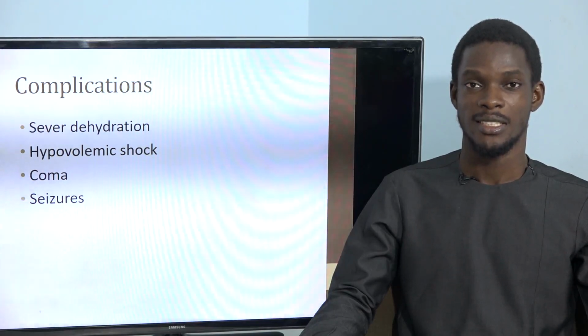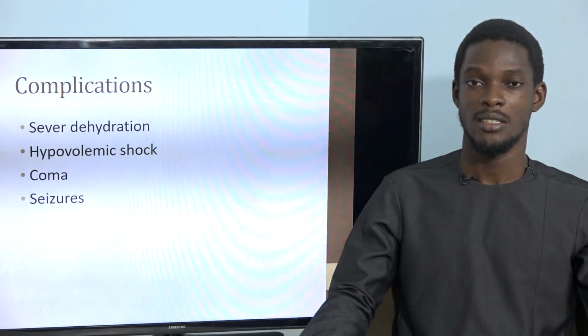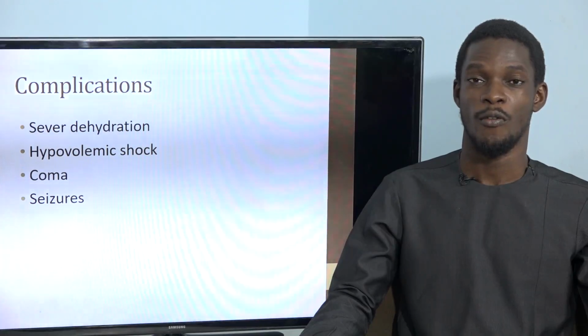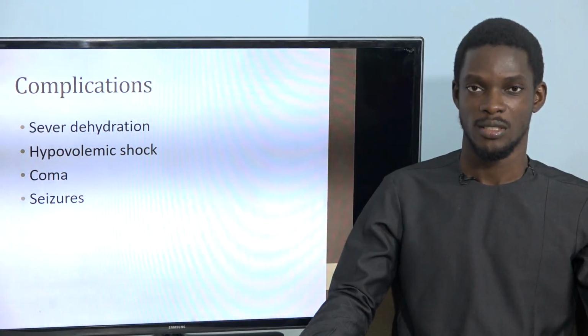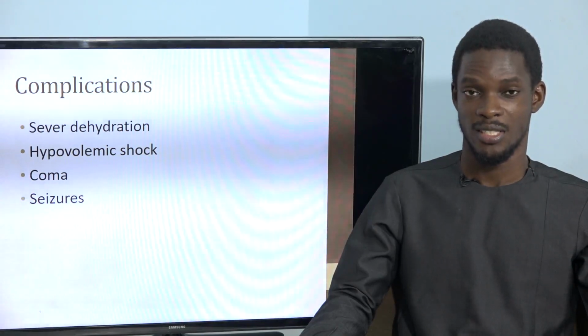Coma and seizures are not general signs and symptoms. However, when sodium and chloride losses are excessive, the patient can easily go into coma and have seizures and begin to have convulsions if the patient has genetic predispositions to convulsions. And therefore, cholera can also easily result in convulsions and seizures.